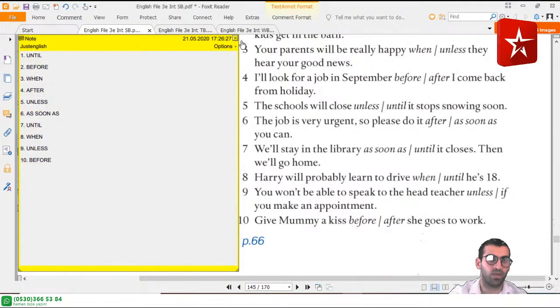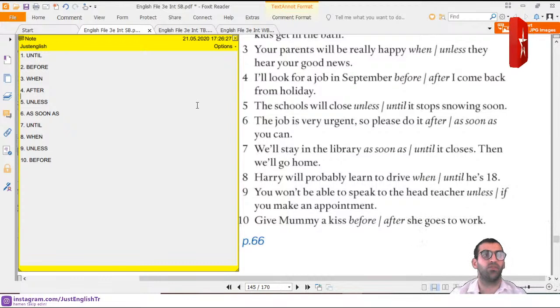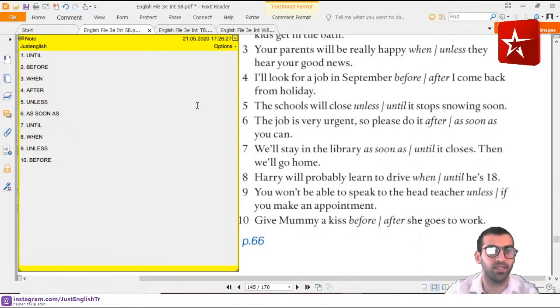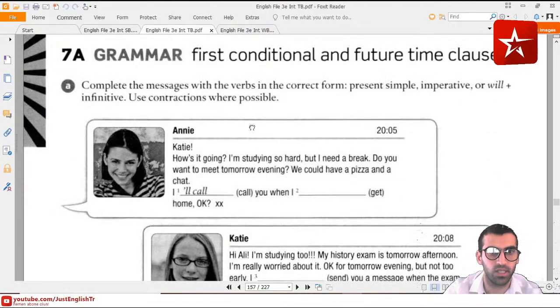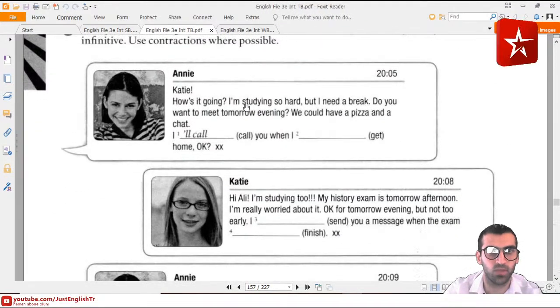This part is done by my students. Number 1, it was until. Number 2, before. Number 3, when. Number 4, after. Number 5, unless. 6, as soon as. 7, until. 8, when. 9, unless. And number 10 was before. All right, let's continue with this one.